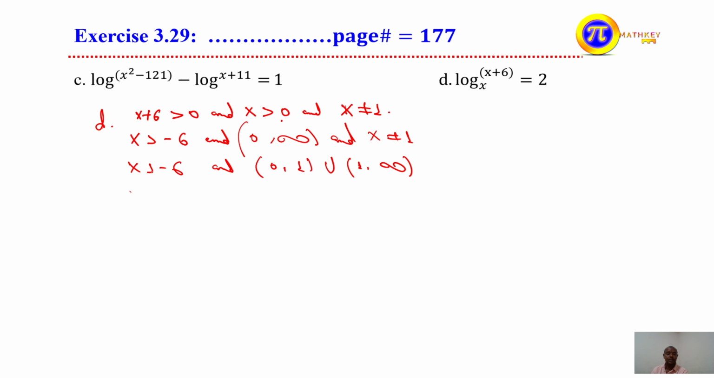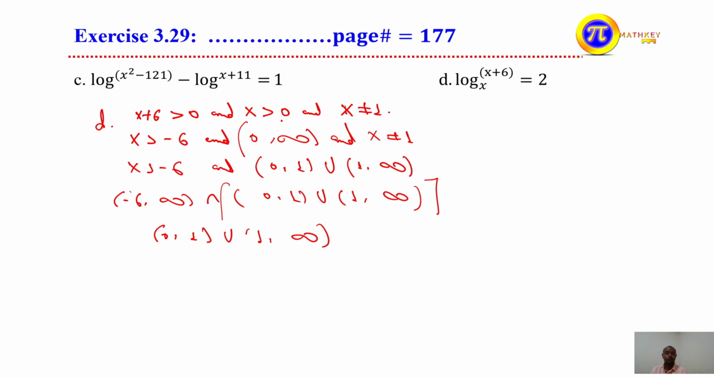What does this imply? When we take x greater than negative 6, here is negative 6 to positive infinity, and the other is 0 to 1 union 1 to positive infinity. What is common for these? The common one is negative 6 to positive infinity, and for this one, the common part is 0 to 1 union 1 to positive infinity. So the universe for this one is this.